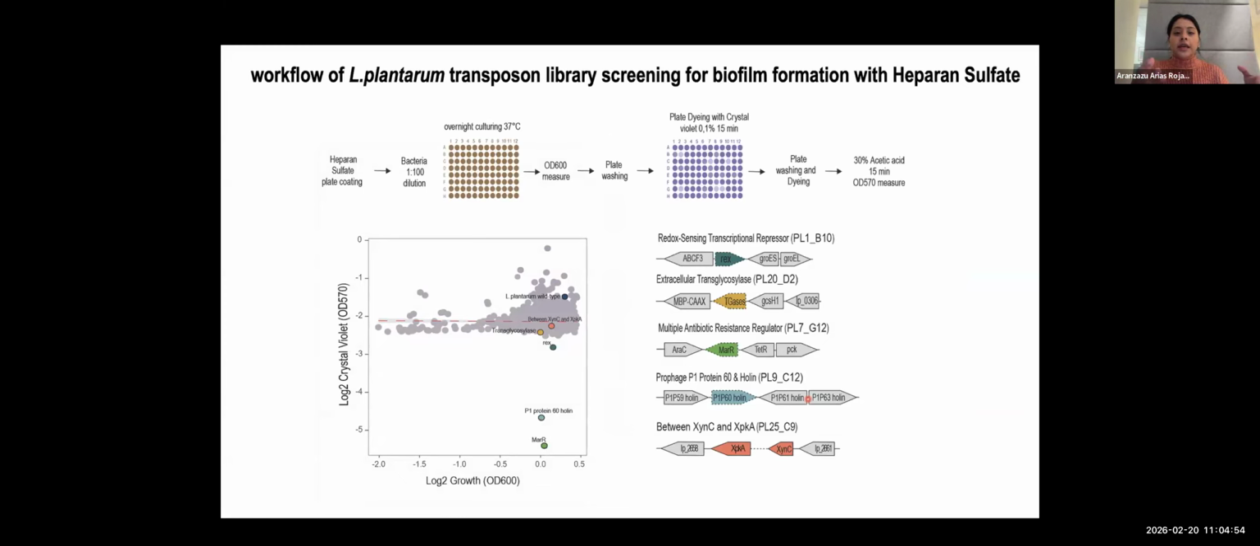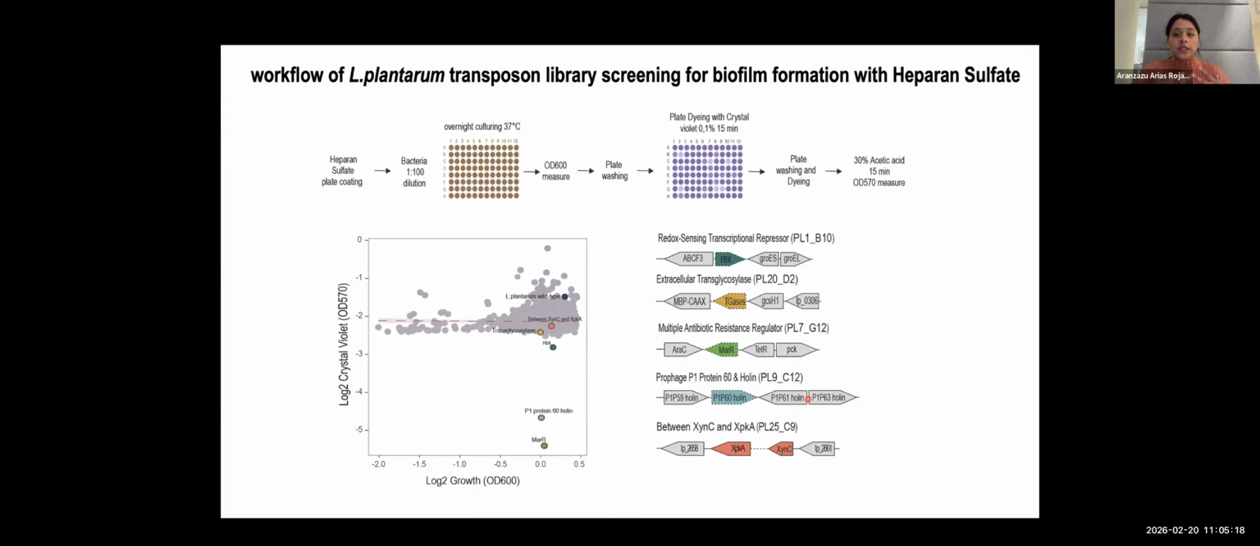But then we wanted to see what genes Lactobacillus is using to sense the presence of heparan sulfate, and not only that, why is this important for Lactobacillus? What is the fitness trait? And pretty much the molecular mechanisms around this.